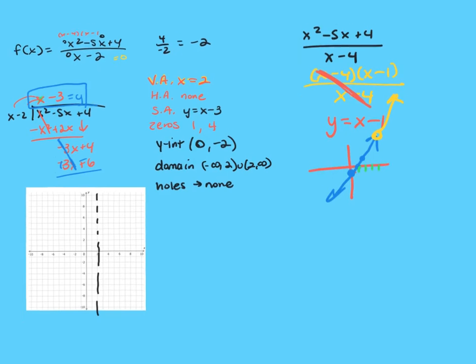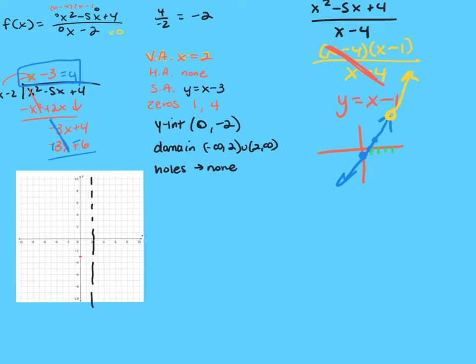The slant asymptote is x - 3, so I go over 1, up 1. Here's my slant asymptote. And again, the branches are in the crisscross corners, so it's either top right, bottom left, or top left, bottom right. If I plot my zeros, which are at 1 and 4, and my y-intercept at (0, -2), I already know what corners they're in.